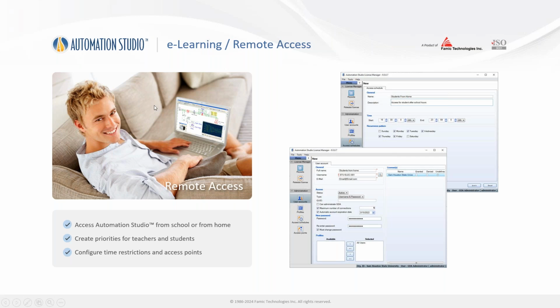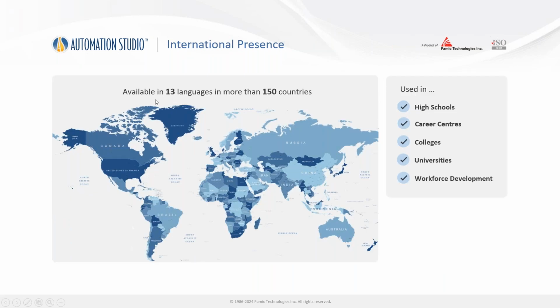Okay, this is one of the best features of Automation Studio. We are offering the license manager. Through that, you can offer e-learning and remote access too. Remote access can be from the school or home, and through the license manager, you can create priorities for the teachers and students. You can configure time restrictions and access points. All these things can be managed through this one. We have an international presence, available in 30 languages in more than 150 countries.